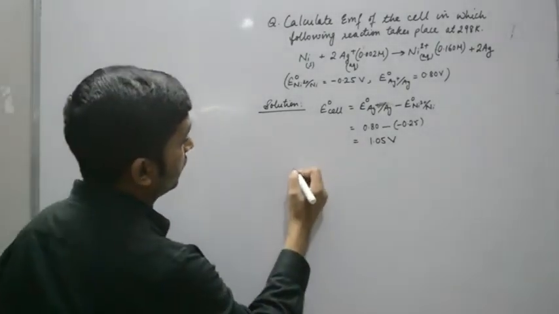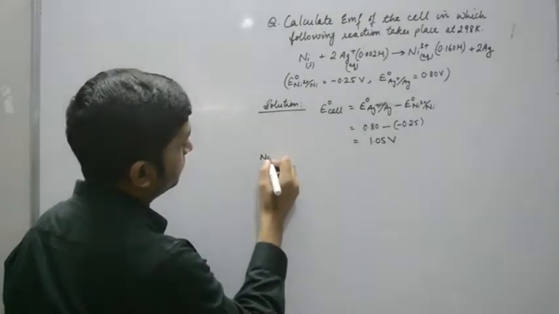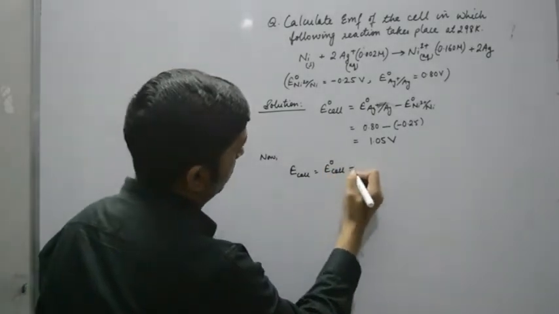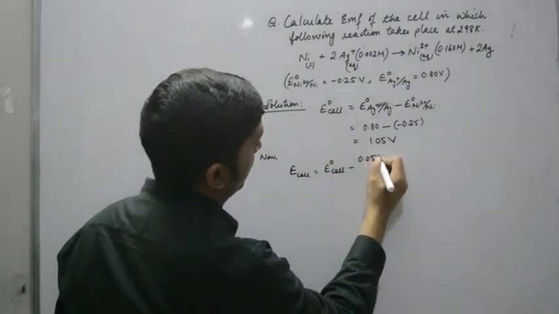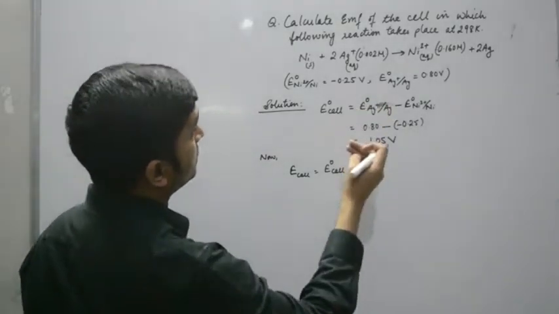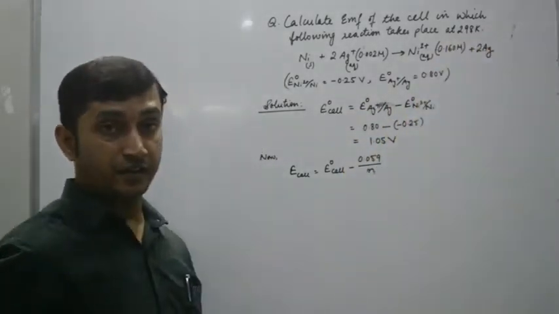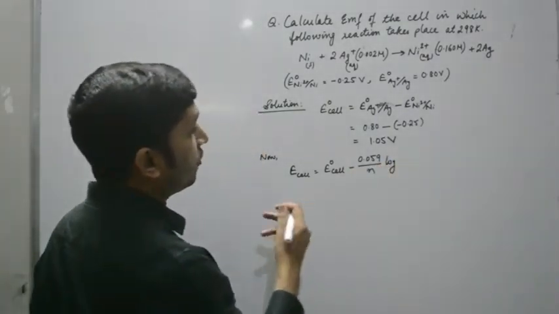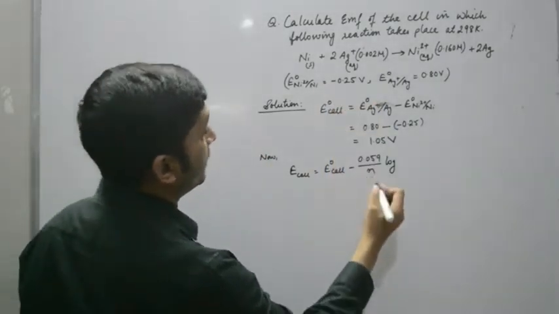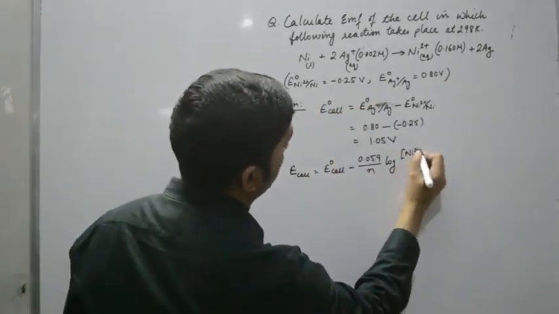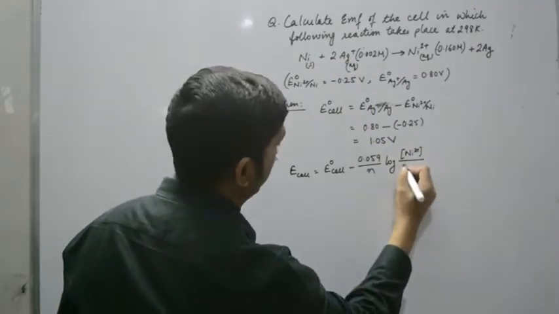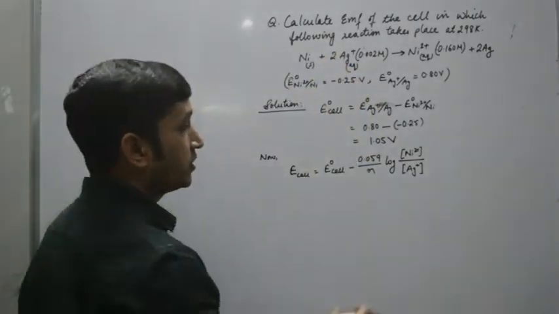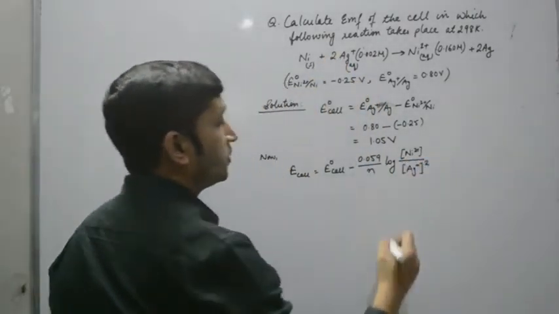Now, by using Nernst equation, cell potential is equal to standard cell potential minus 0.059 upon n, because the temperature is 298 Kelvin here. That's why we are using 0.059. Log concentration of anode ion, that's nickel ion, to the concentration of silver ion. Here there are two silver ions in the balanced chemical equation. So here concentration will be raised to power 2.